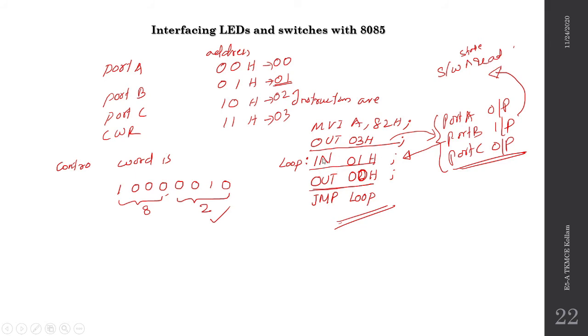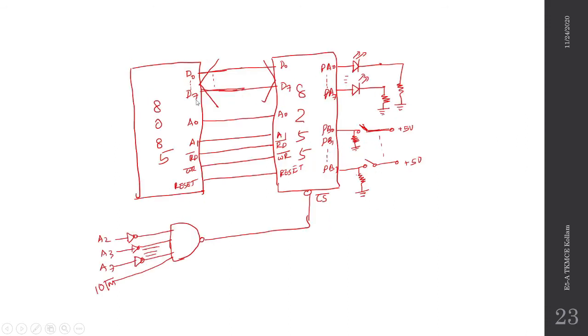This process of reading and writing into port A we need to repeat. For that we are using an unconditional jump instruction, JMP loop, so that it will read the status of B, output that into A, and that process will repeat. So this is the program in order to interface LEDs and switches with the 8085 microprocessor, and this is the corresponding circuit.